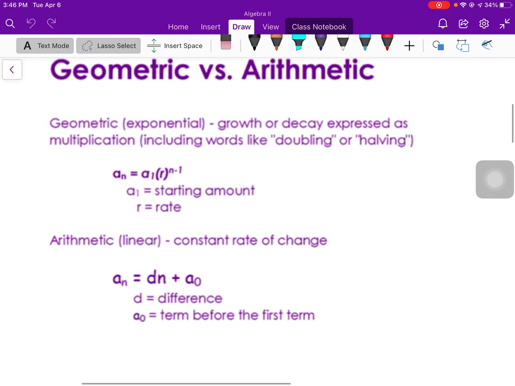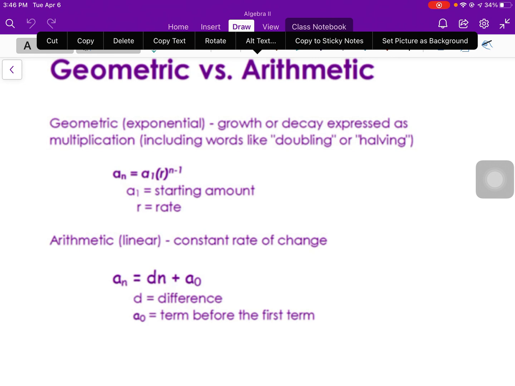Okay, so just a review of geometric and arithmetic. Geometric is exponential. It means you are multiplying, doubling, halving, whatever. You're increasing it by or decreasing it by multiplication. Arithmetic is linear. It's constant rate. You're increasing things by adding or subtracting to it.